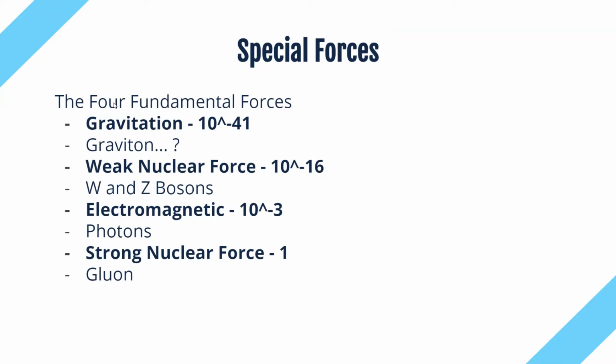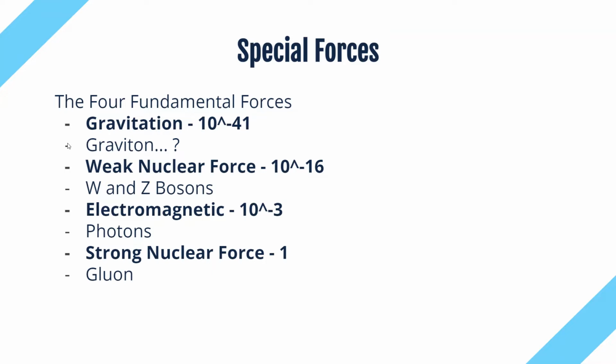We have our four fundamental forces: gravitation, the weak nuclear force, electromagnetic, and strong nuclear force. These are in order of strongest to weakest, with the relative strength here. So if the strong nuclear force is given a value of 1, electromagnetic would be 0.001, weak nuclear would be 0.000 with 15 zeros, 1, and gravitation would be even smaller.